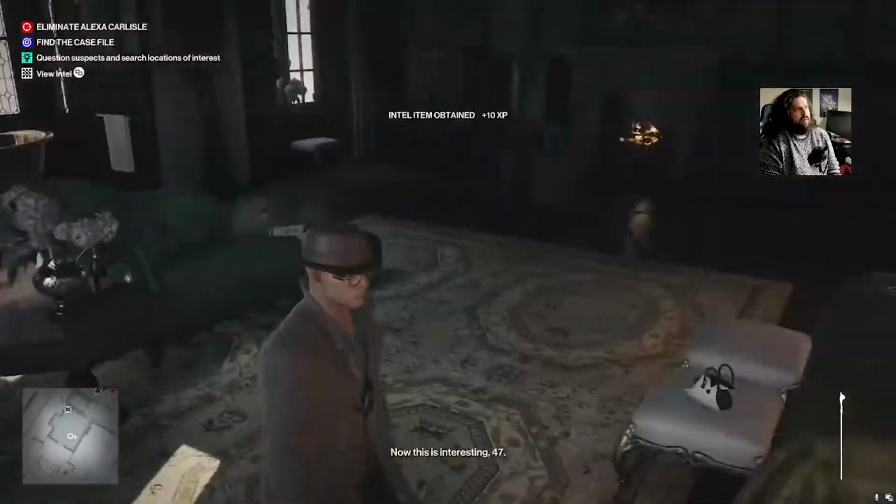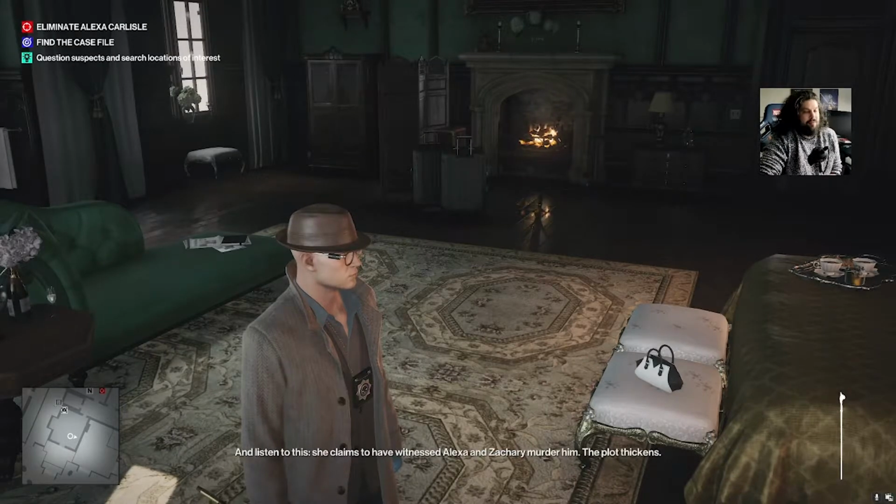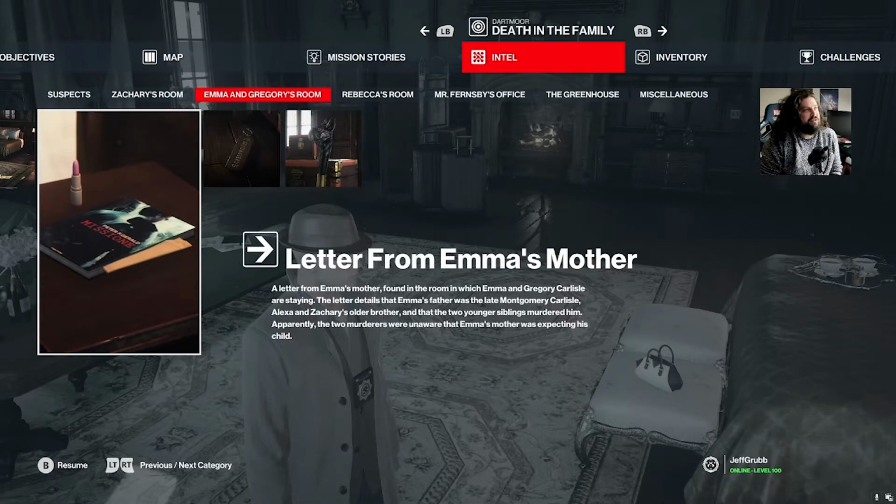Now this is interesting, 47. A letter from Emma's mother stating that Emma is the illegitimate child of Alexa's late older brother, Montgomery. So this letter from Emma's mother says that she is the illegitimate child of Montgomery Carlyle. So when that shithead earlier said that he was glad that he wasn't the product of inbreeding, surprise, you still are.